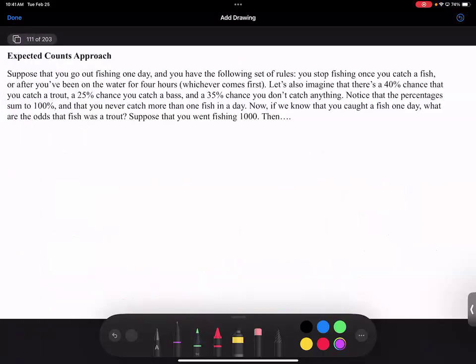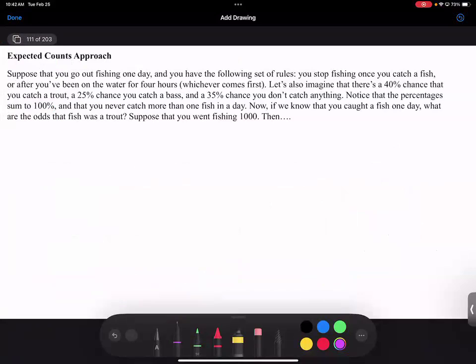So here is one of my favorite problems, and we're going to do it with the expected counts approach. Suppose you go fishing one day and you follow the rules below. You stop fishing as soon as you catch a fish, or it is possible that you've been on the water for 4 hours, you catch nothing, and then you have to come back to go to class.